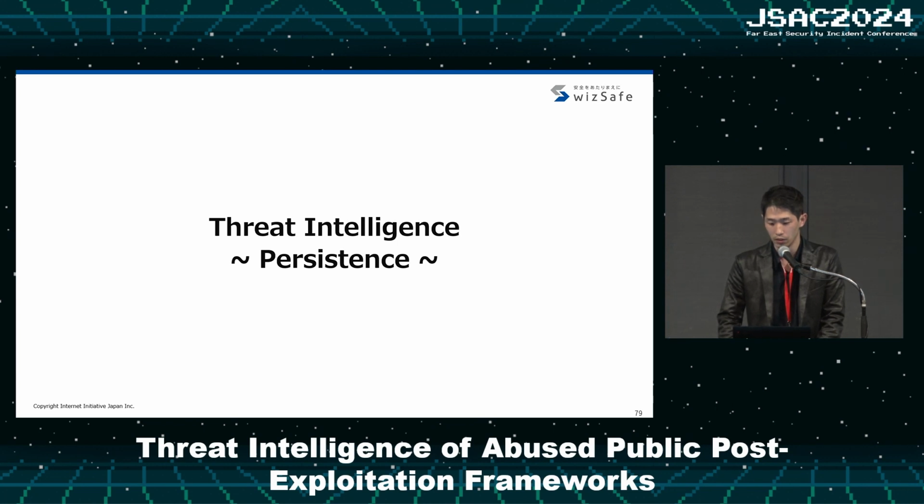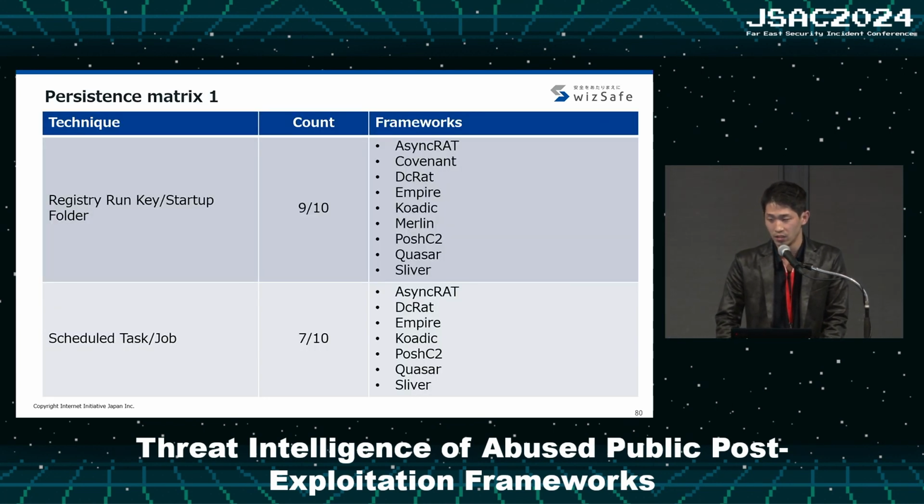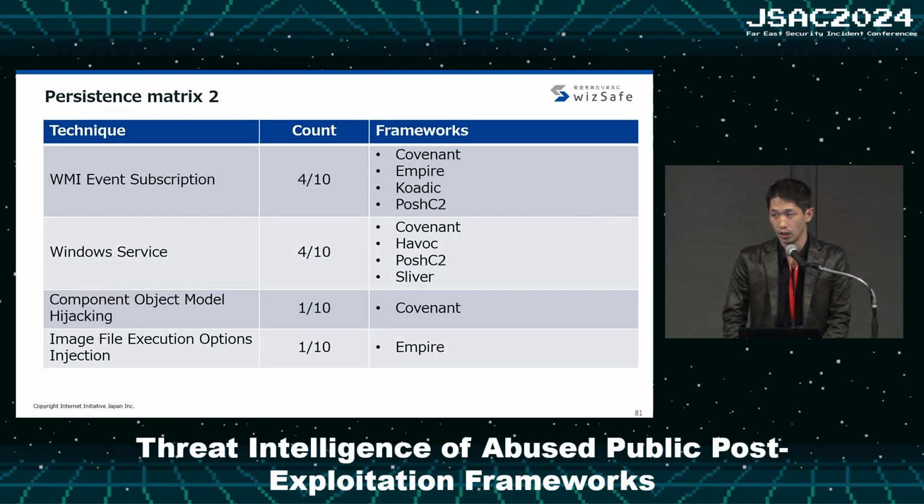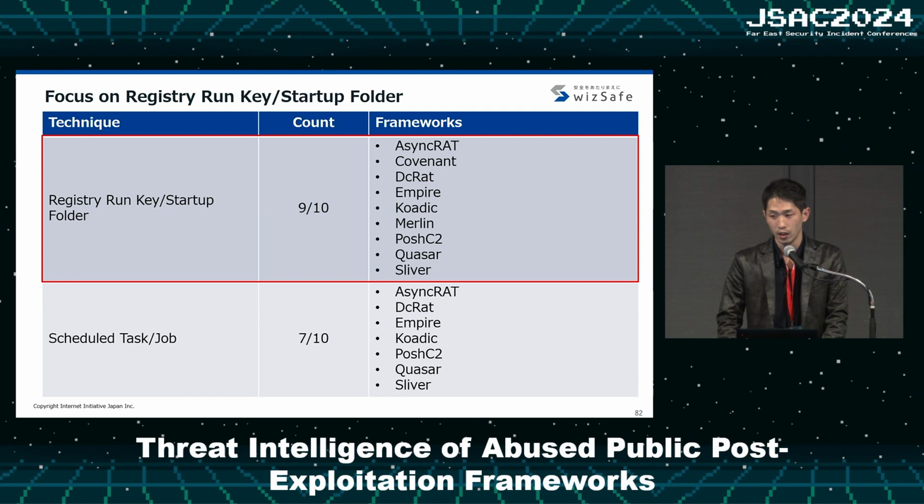So let's look at the persistence techniques now. The registry run key, or Run key, is most often used, except for Havoc, followed by scheduled task. There are other techniques too, but they are used less than half the time. WMI event subscription and Windows services require administrative privileges, but these are also being used.